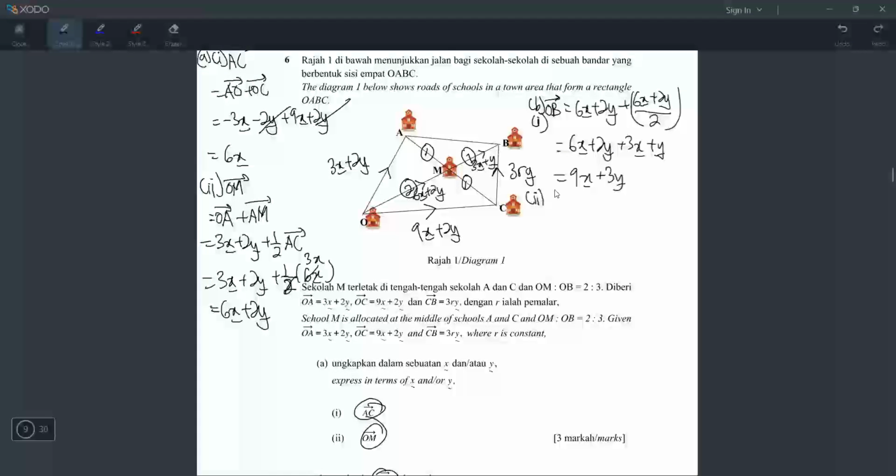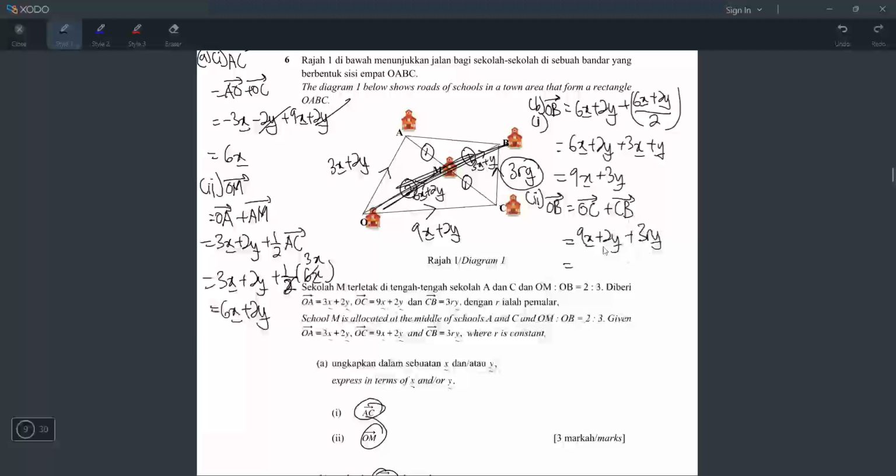Let's do question 2. Okay, question 2, you know already. They also asked for OB, but this time they want the answer have R, right? So have R, I think I have to use this path. So O to B, if I want to use this path, it will be OC plus CB. Okay, so what is OC? 9x plus 2y. What is C to B? Well, it's 3RY. So now your answer have R already.